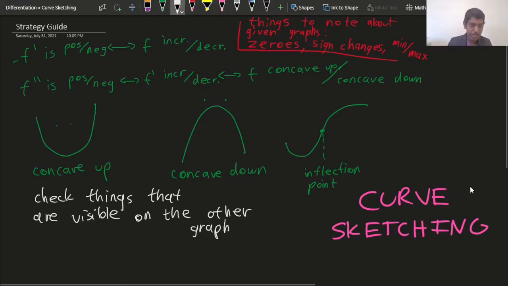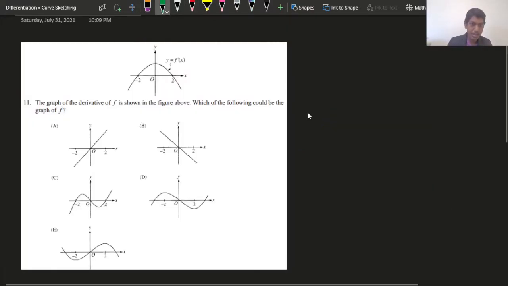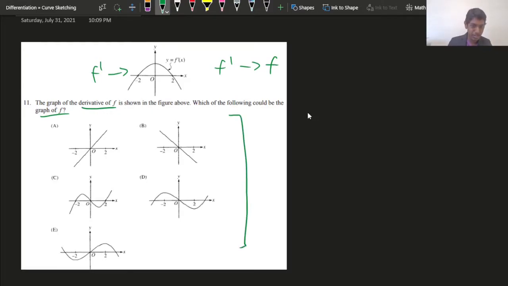So let's start. Here's our first problem. The graph of the derivative of f, so here's f prime right there, and the question is which of the following could be the graph of f. So we're going from f prime to f, and these are all choices of f. So that's an important thing to keep in mind.